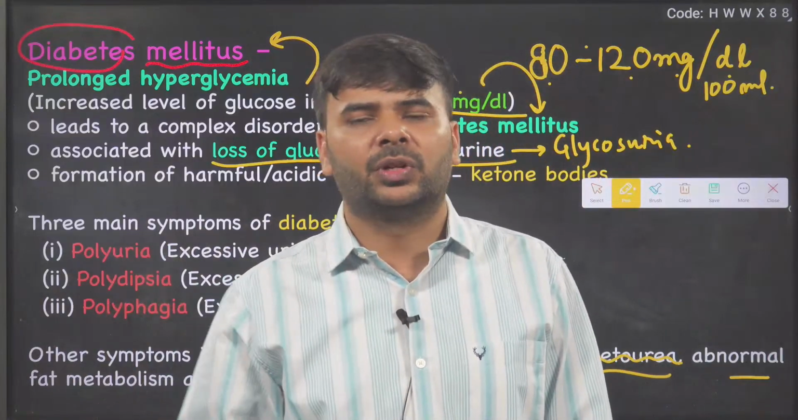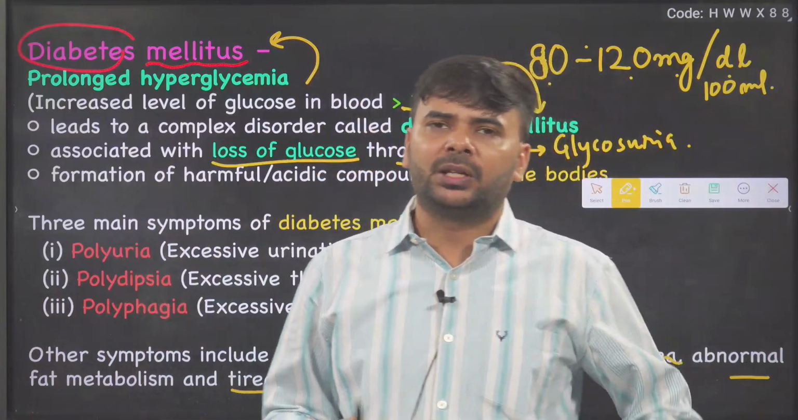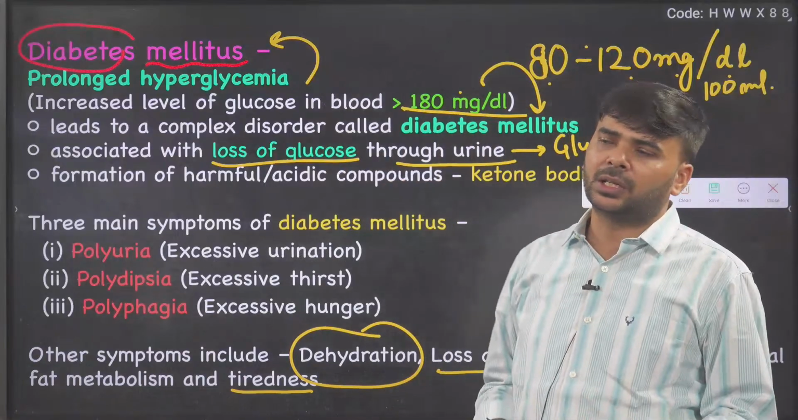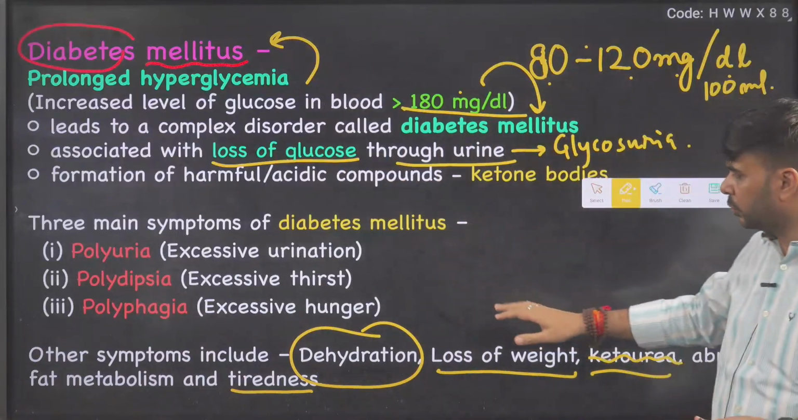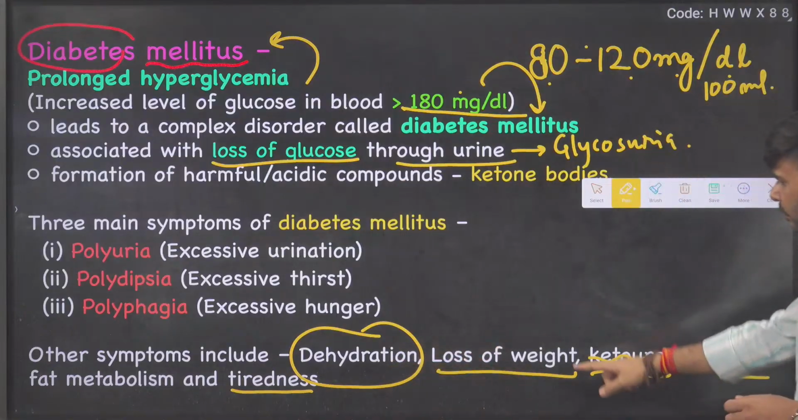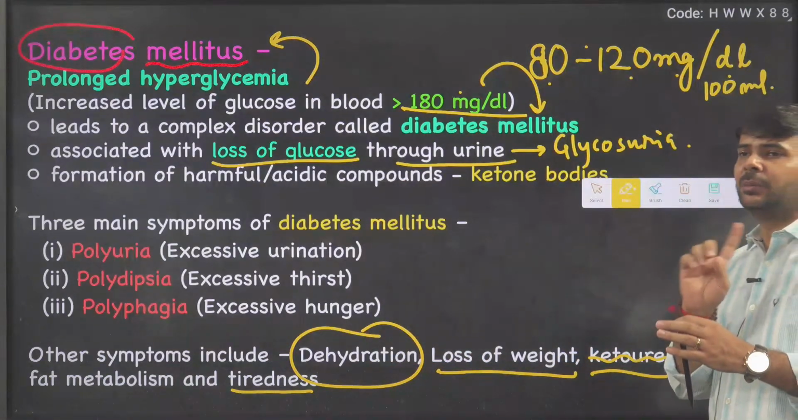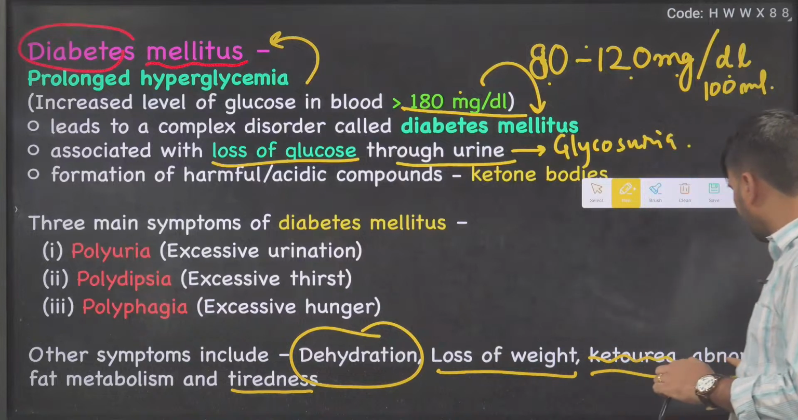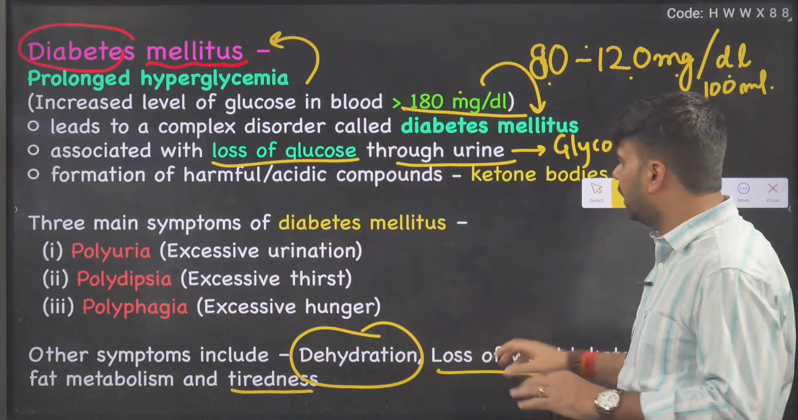In the main class, we'll discuss what ketonuria is. To explain ketonuria, a long time is required, so leave that. Mainly you focus on dehydration and loss of weight. Yes, diabetes patients lose weight, and also have abnormal metabolism and tiredness.